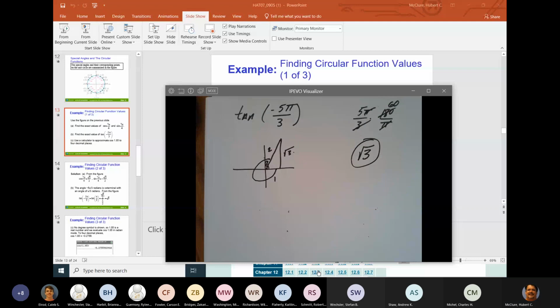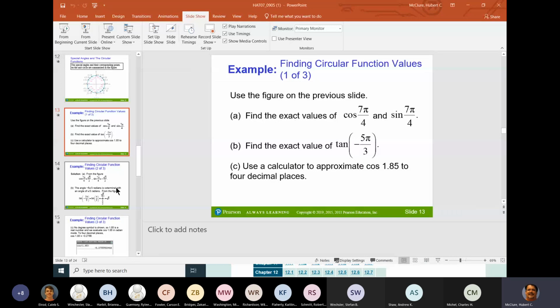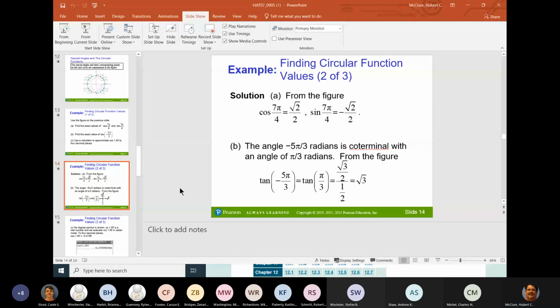Yep. Now, if you notice, they do it a different way. I just do it where it is. If you want to do it that way, you can, but I take 5 pi over 3, turn it into degrees, move it where it needs to be, and then apply the positives and negatives to it.